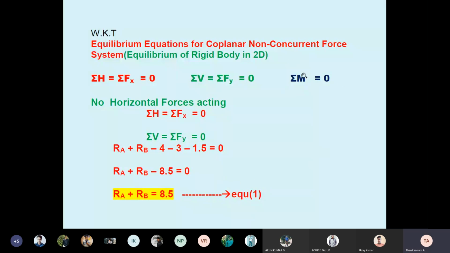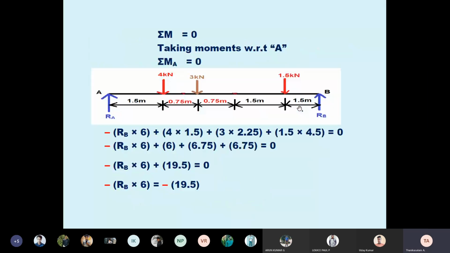Now for the third equation, I told you, you have to choose a reference point. Which is the reference point? A is the reference point because support A is there. Now I have to add moments. Which force does not give moment? RA is not giving moment. Why? Because it acts at A, which is the reference point. So what are the other forces?